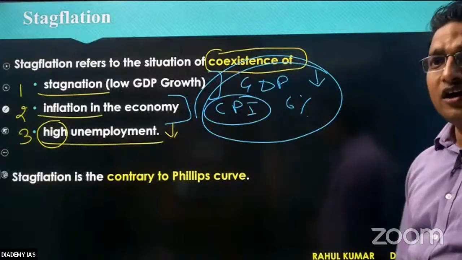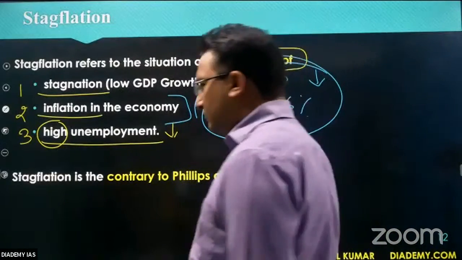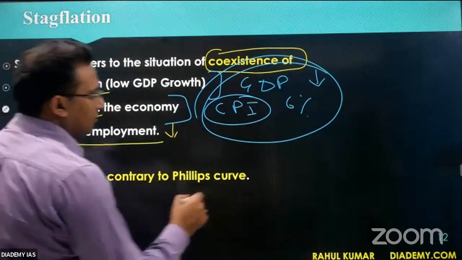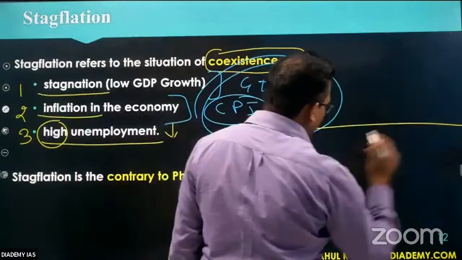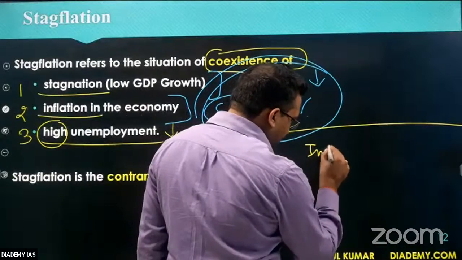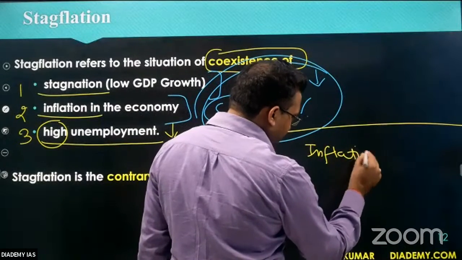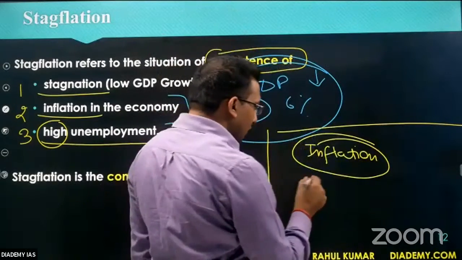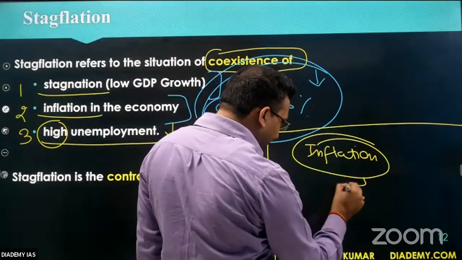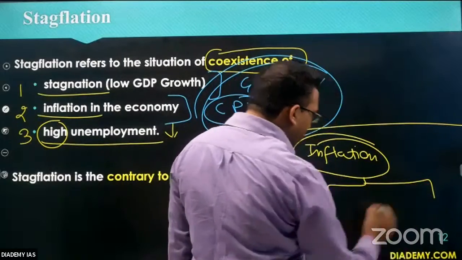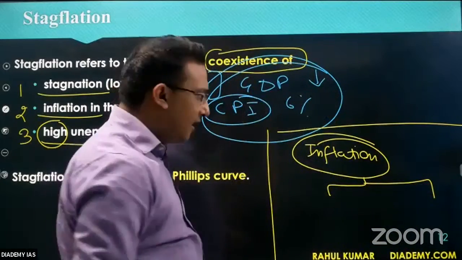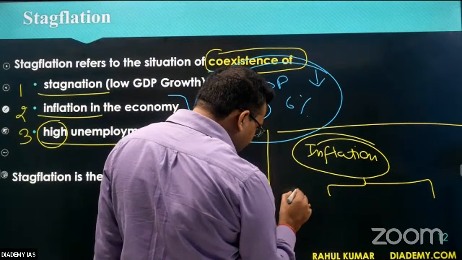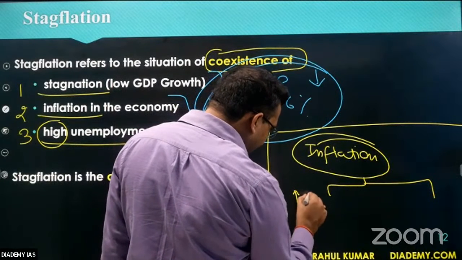why it becomes difficult to control the stagflation. So, for example, inflation is there, so in stagflation there will definitely be inflation, ठीक है। Now what can we do, हम क्या कर सकते हैं to control the inflation? Either we can increase the interest rate.